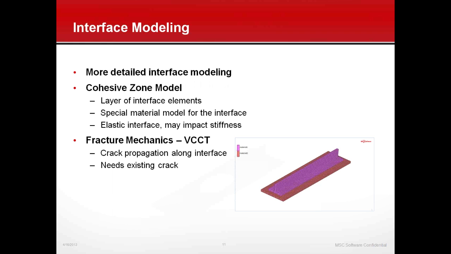In the fracture mechanics approach, we propagate the crack along this interface. In previous releases, we were only able to do that if we glued them together. Now we can use shared nodes. We divide them into two parts, and we say along this interface, we have a crack, and we can grow it. But we need an existing crack. You have to set the crack before, so unless you do something else, you will have to put it there.